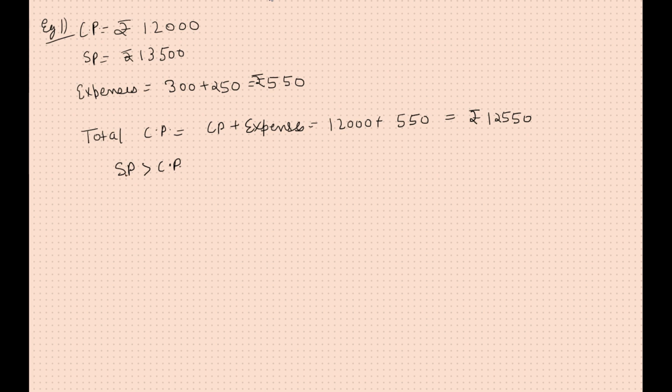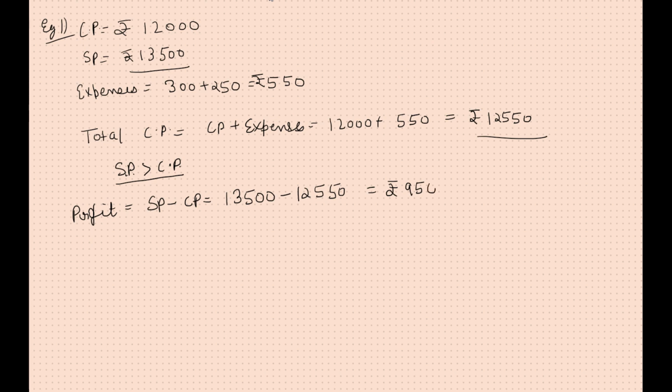Okay. Now, as we can see here, selling price is greater than cost price. Selling price 13,500, cost price is 12,550. So his profit will be, this time he is having profit, selling price minus cost price. So this will be 13,500 minus 12,550 equals 950 rupees. This is your answer.